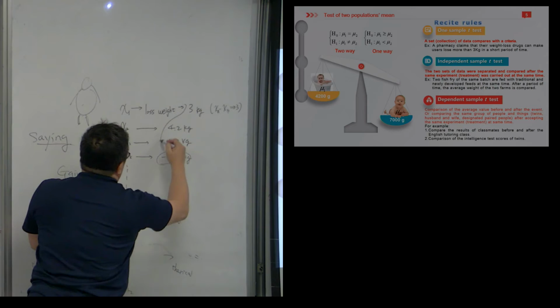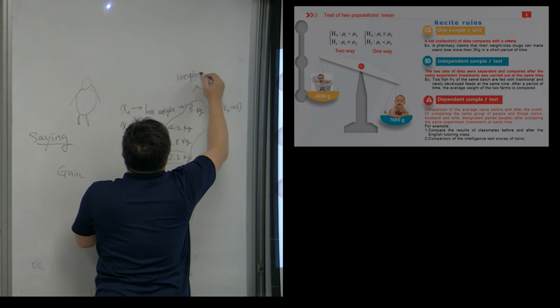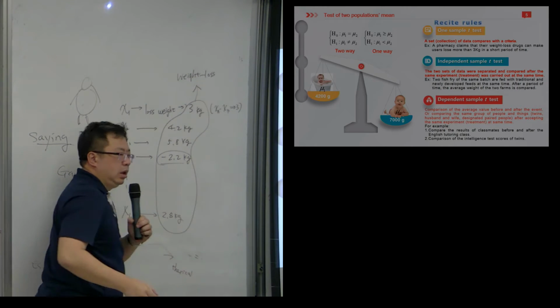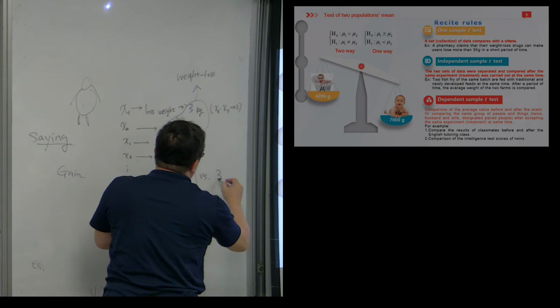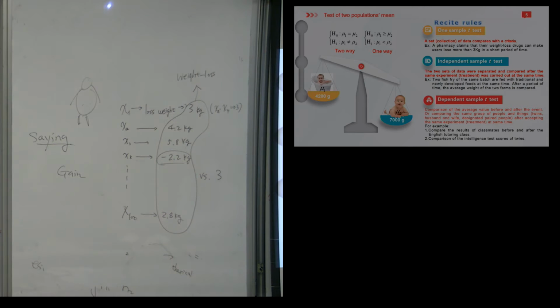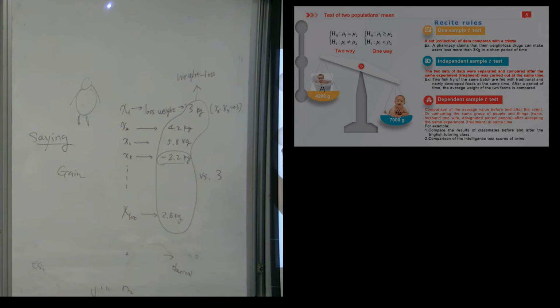This is the data, the weight they lose, right? You use this data to compare with the 3 kilograms. Using one set of data to compare with a criteria. Sometimes you will use the data to compare with some value, some standard, anything, a theoretical value, anything. Just want to compare with the criteria, you have to use the one sample test, okay?